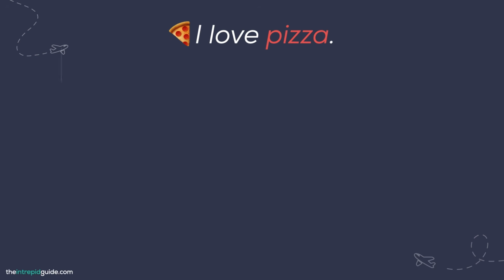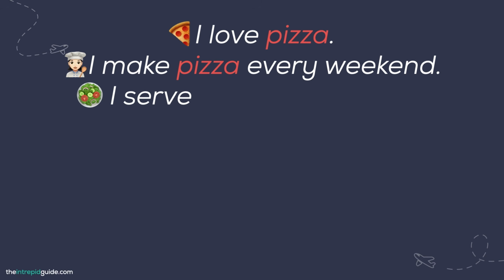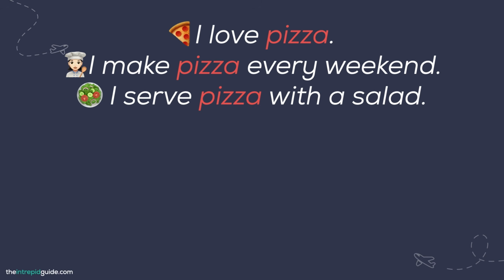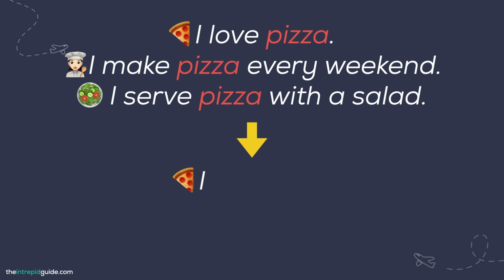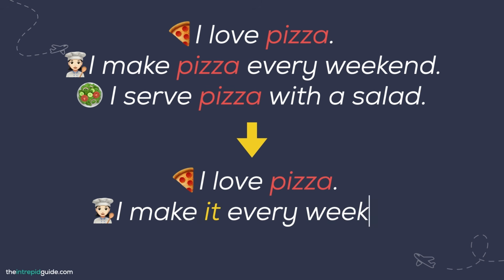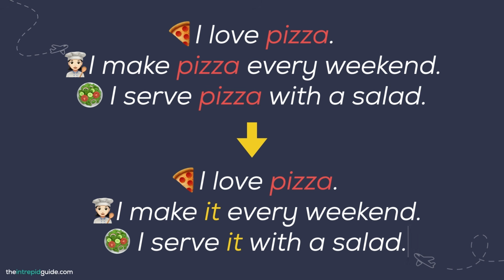Now here's where most learners get confused. They want to say something like, I love pizza, I make pizza every weekend, I serve pizza with a salad, and they end up repeating words like pizza 3 times in a sentence. Now it's correct, but it's very robotic and not how Italians actually speak. Instead, what they need is a word or a pronoun that means it, so they can stop repeating the noun, in this case, pizza. The problem is that Italian has 8 little words to pick from, and learners don't always know which one to use.